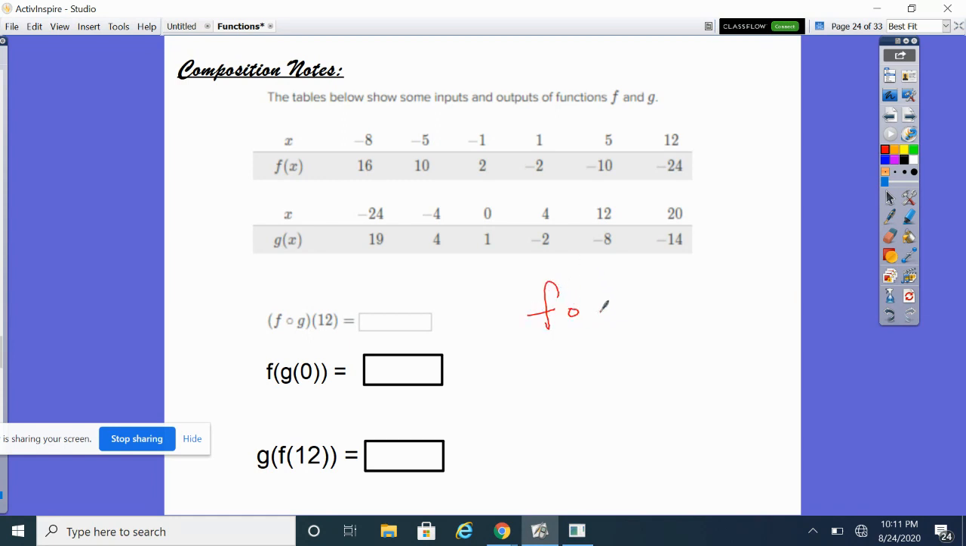One thing I want to point out is this means F of G, and it means the same thing as when you write it like this. F of G.